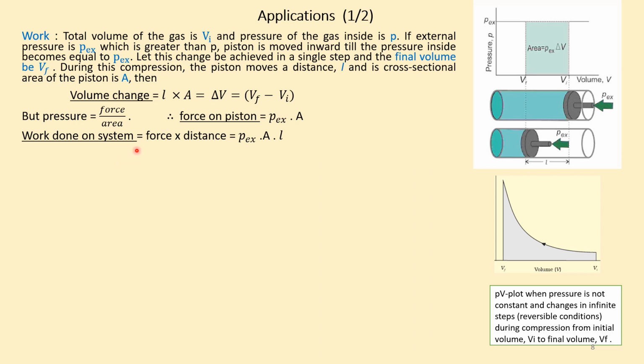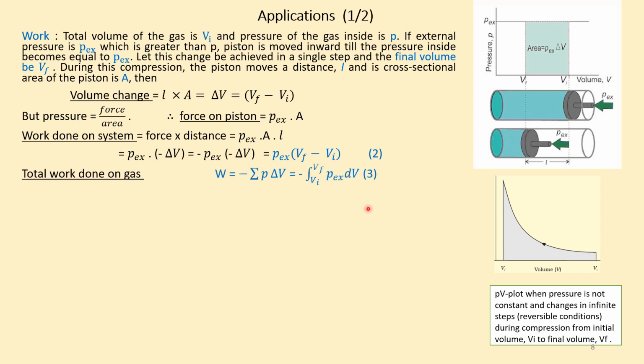Work done on this system is force into distance by definition. That is equal to force, Pex into A, and the distance traveled by the piston is L. That can be written as Pex into A into minus delta V, that is the reduction in volume, that is equal to minus Pex into minus delta V. Because work is done on this system, minus into minus becomes plus. It is Pex into Vf minus Vi. Let it be equation 2.